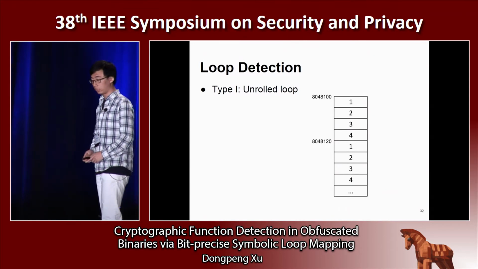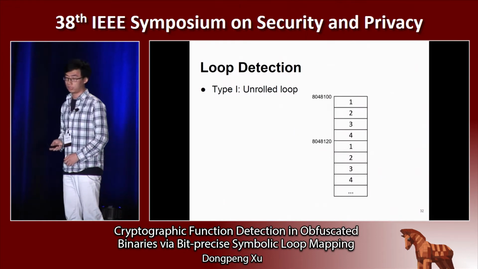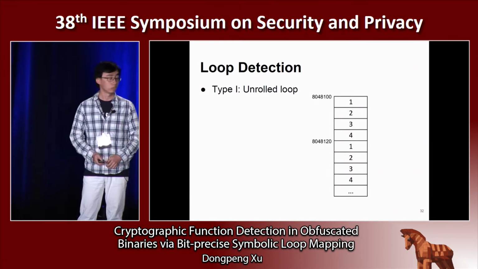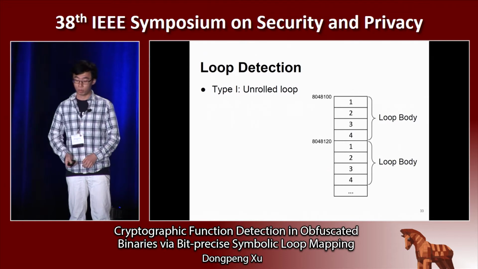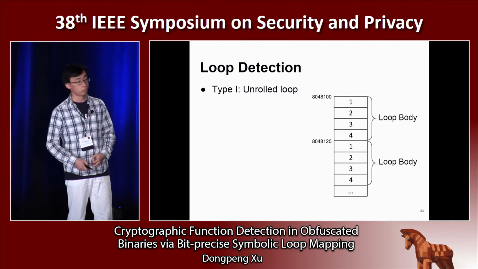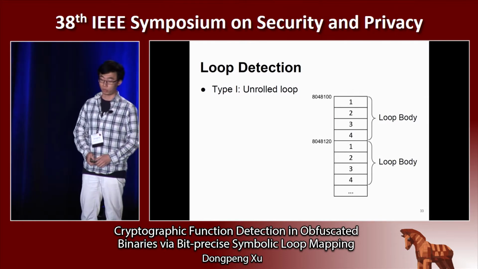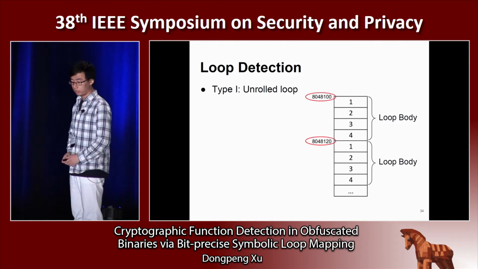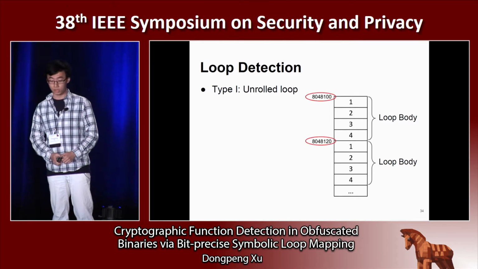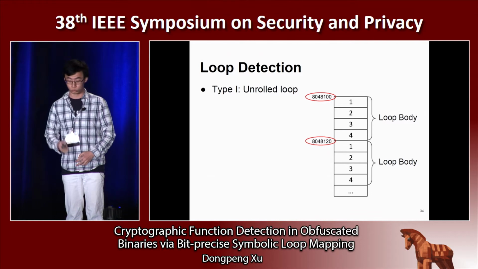It is actually like a series of repeated instructions. So here, in this example, there are 2 loop bodies. Both are instructions 1, 2, 3, and 4. Notice that here the addresses are different because they are unrolled loops.